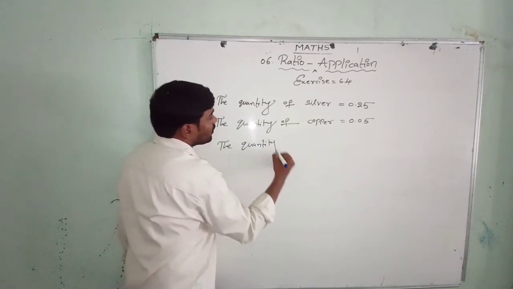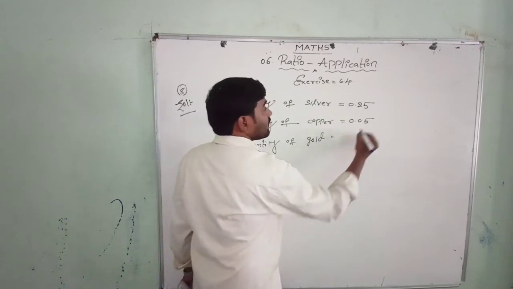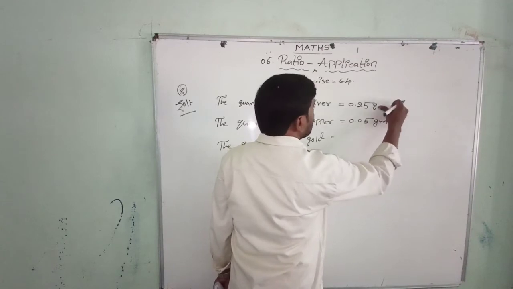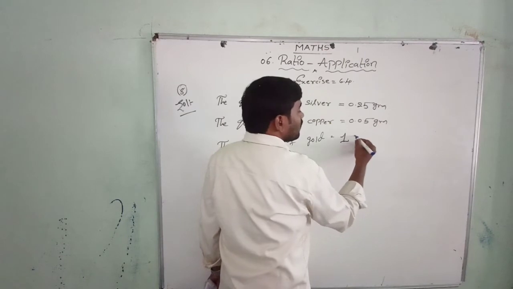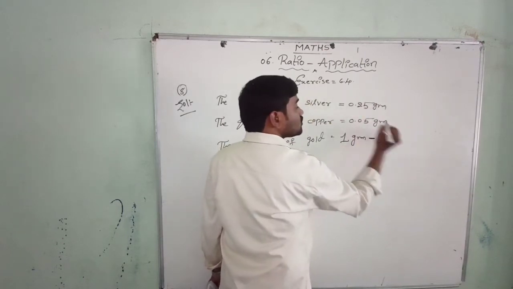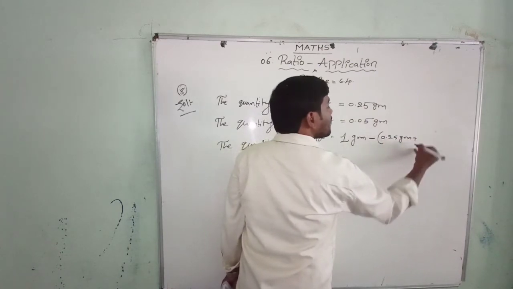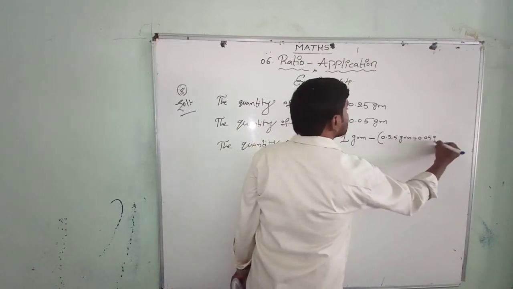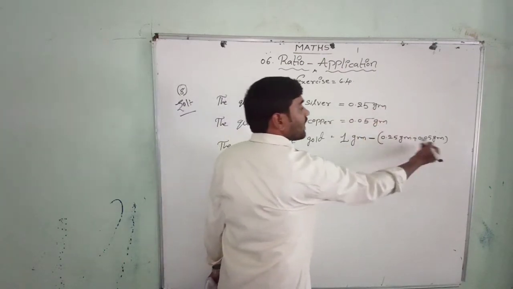That is, in 1 gram gold, the quantity of gold is in grams. So in 1 gram gold, we have to subtract these two because these two are not gold. 0.25 is not gold, it is silver, and 0.05 grams is copper. In 1 gram gold there is silver and copper.